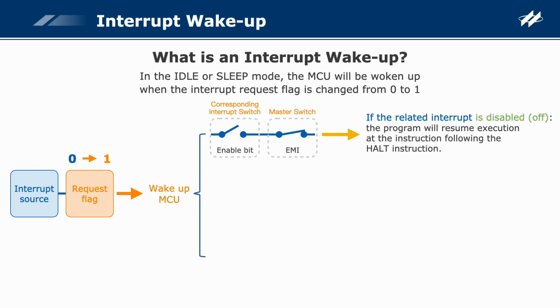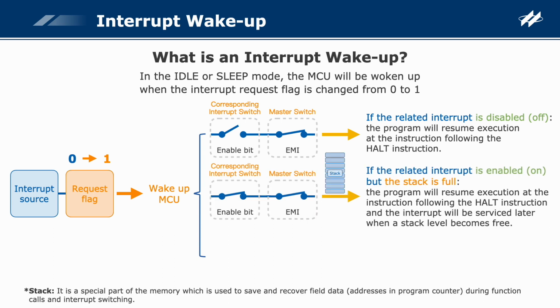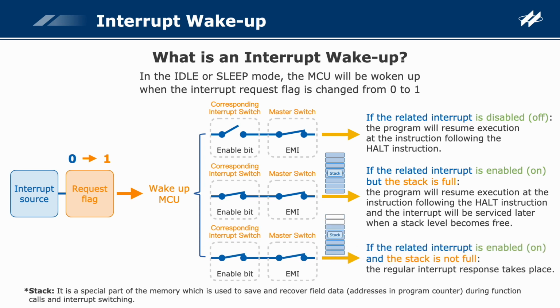If the related interrupt is disabled, the program will resume execution at the instruction following the halt instruction. If the related interrupt is enabled but the stack is full, the program will resume execution at the instruction following the halt instruction, and the interrupt will not be immediately serviced, but will rather be serviced later when a stack level becomes free. If the related interrupt is enabled and the stack is not full, the regular interrupt response takes place.